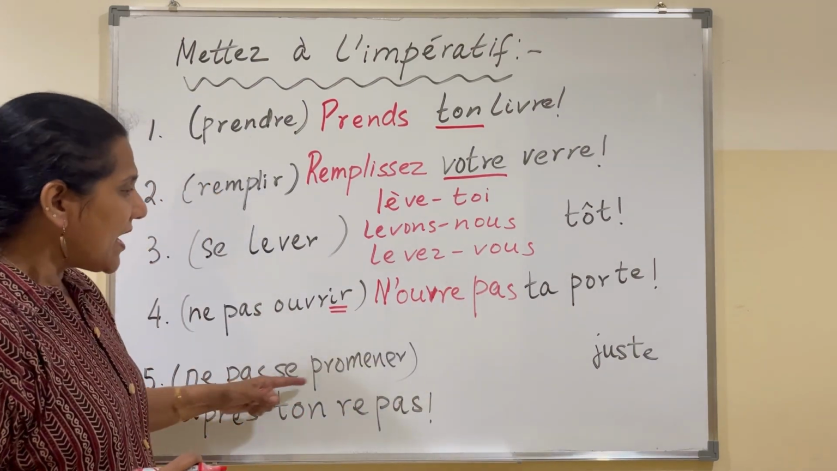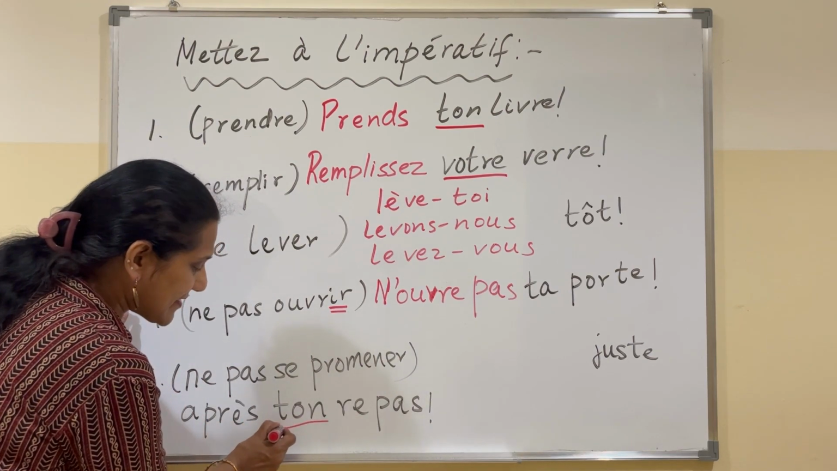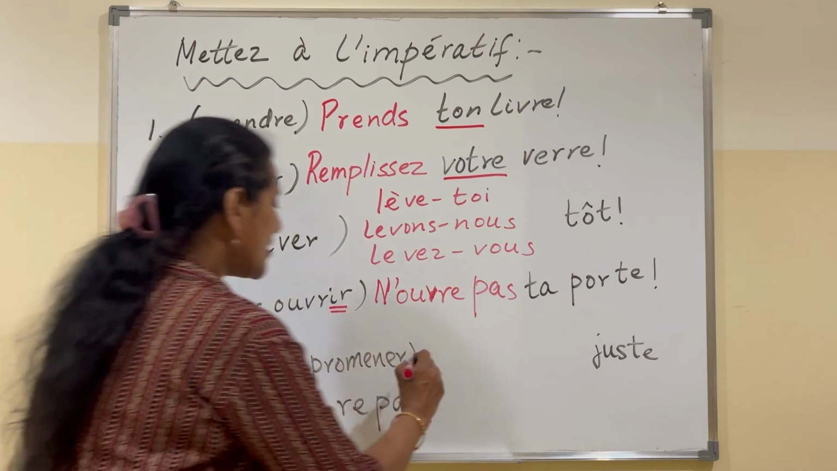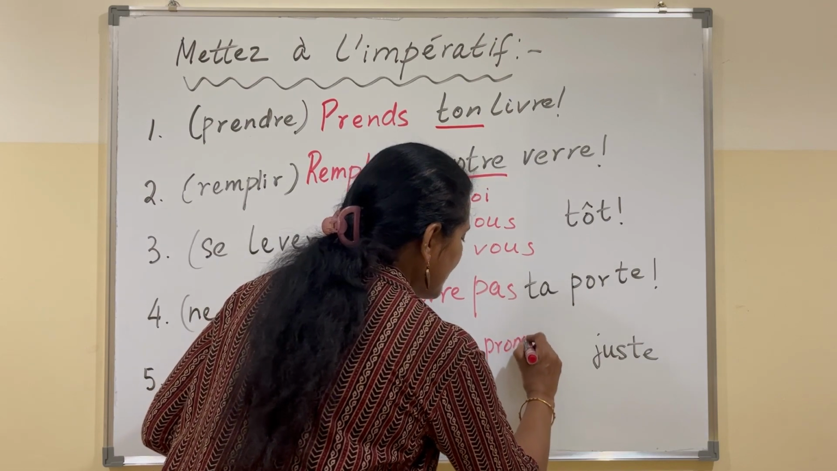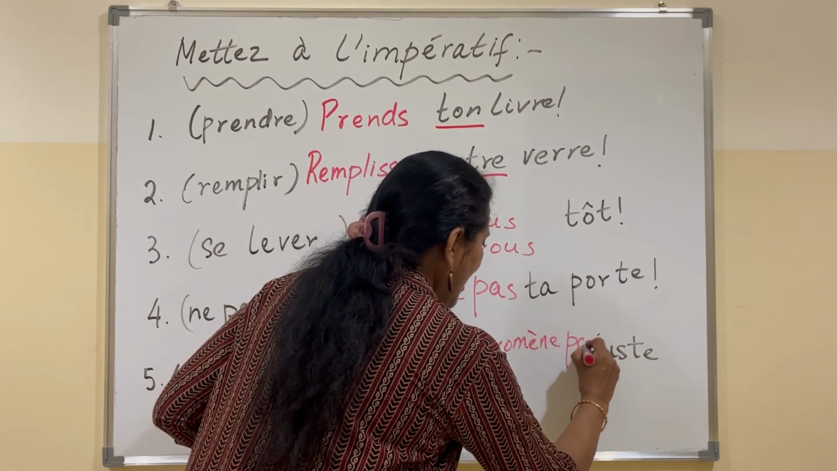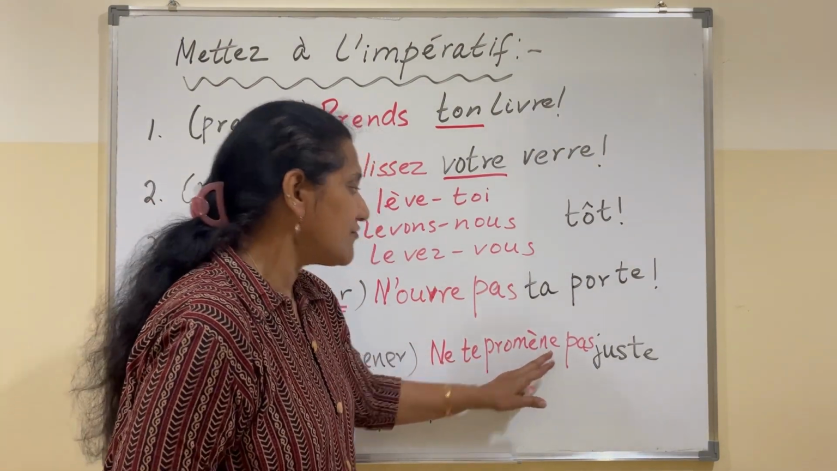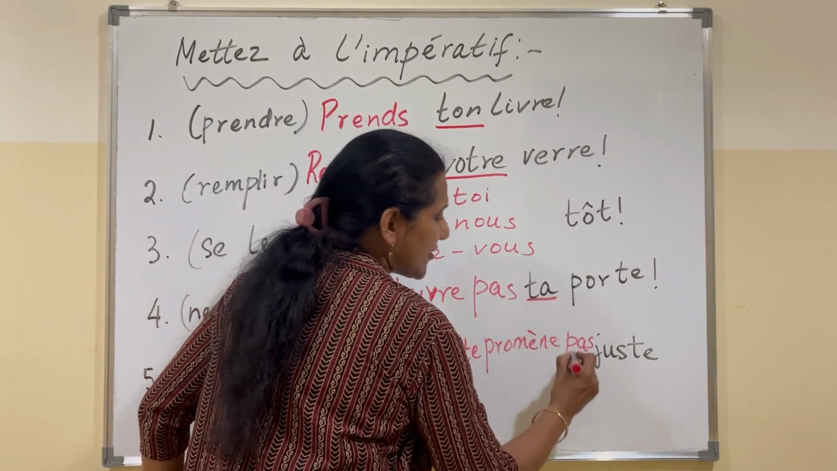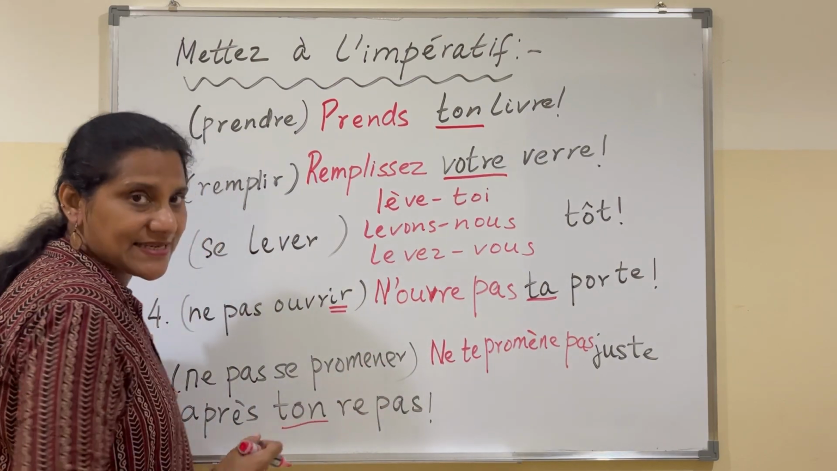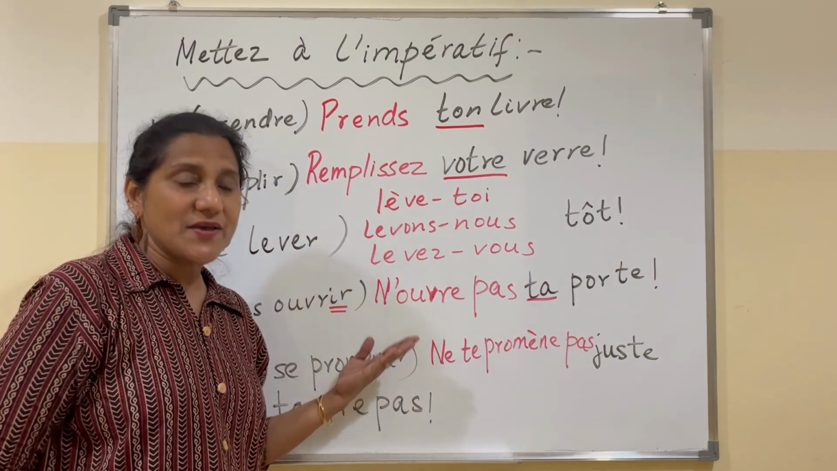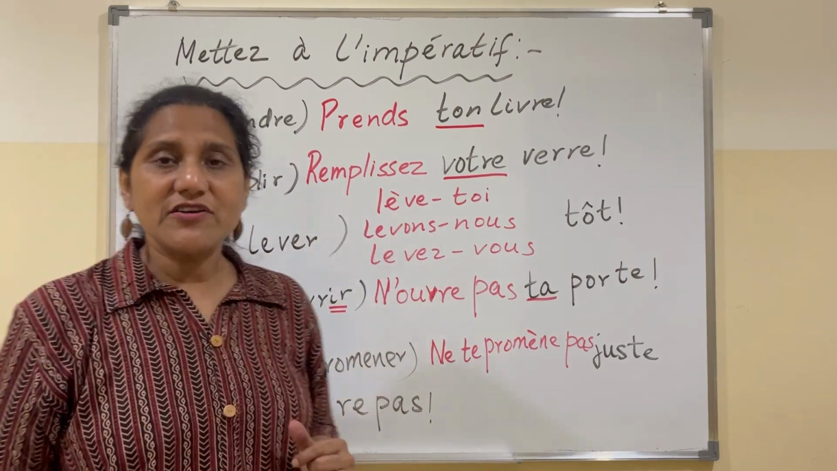Then, ne pas se promener juste après ton repas. Here my possessive adjective is telling me that it has to be tu form. So, ne te promène pas juste après ton repas. You notice here also we don't have the S in the tu form. So here we've got our clue. You can see the possessive adjective will give you a clue or an indicator as to which form to use, whether to use tu, nous or vous. And if there isn't, you can use any of the three forms.